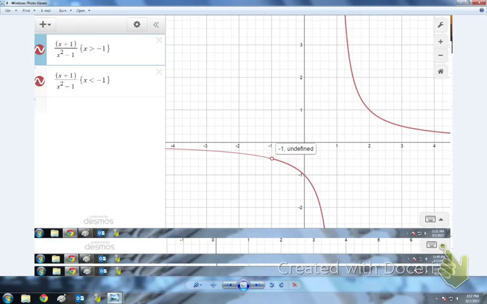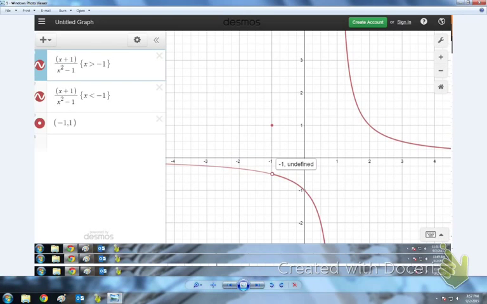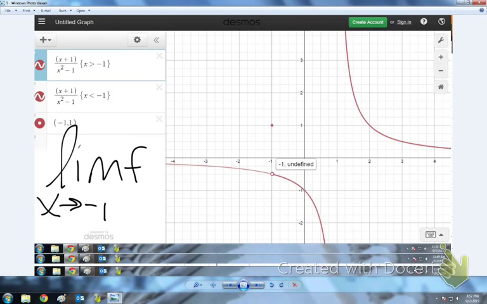Example number 4 or 5, whatever we're on. 5. Okay, this one. Look here. The limit is still going to negative 1/2. So if I say the limit as x approaches negative 1 of this function, it still equals negative 1/2. Okay, the left and right hand sides are still going to negative 1/2.